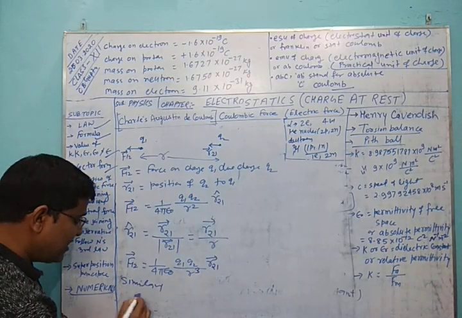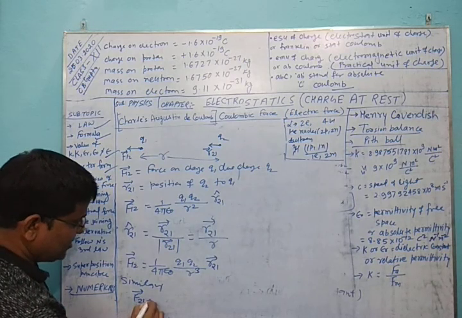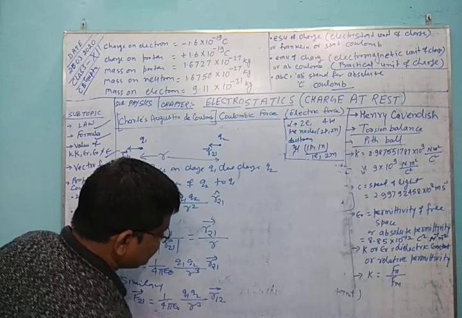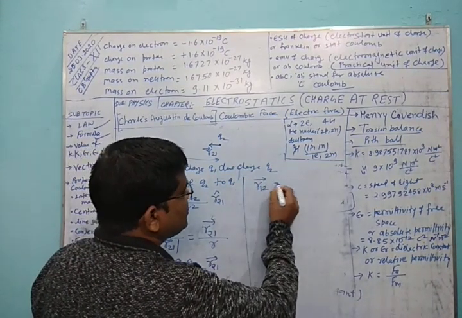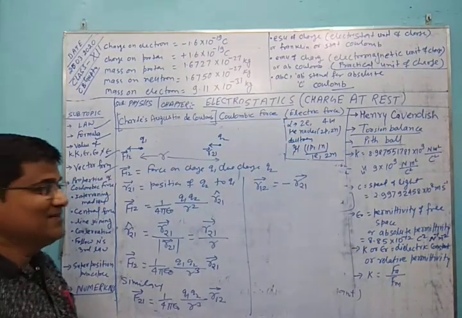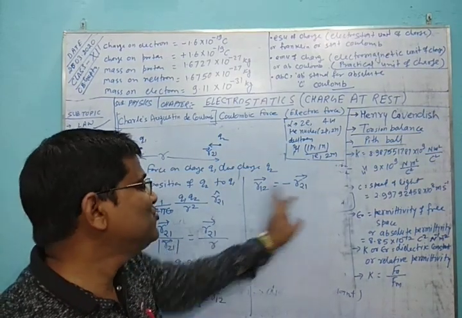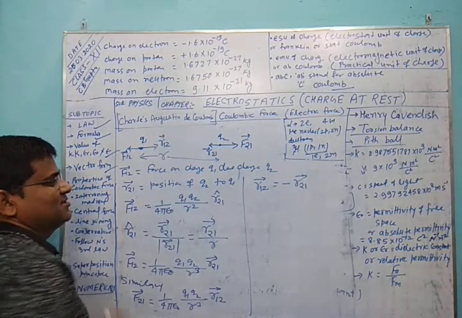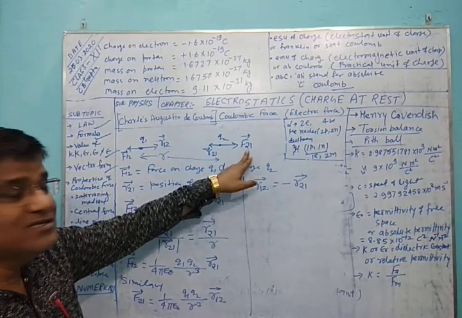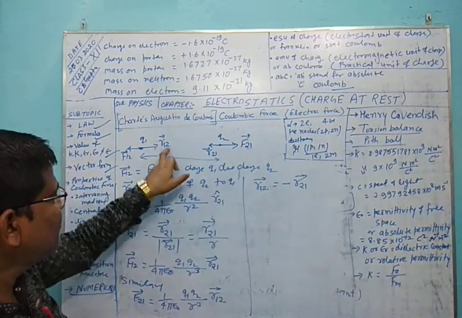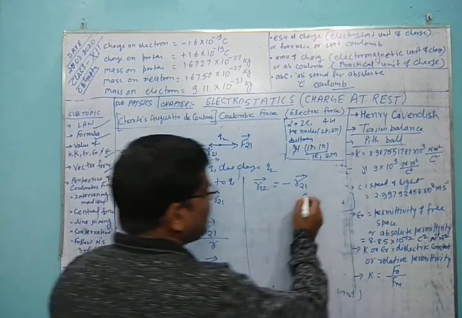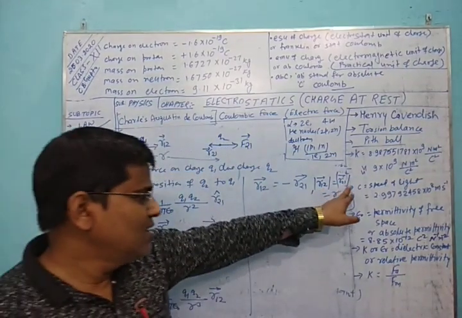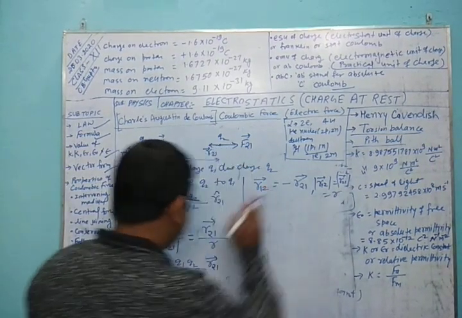Similarly, you can write F21 vector, force on charge 2 due to 1, is equal to 1 by 4 pi epsilon naught Q1 Q2 by R cube into R12 vector. As you know, R12 vector is equal to minus R21 vector. This is very important because both are the same in magnitude but opposite in direction. Just look here. This is the F21 vector and the position is R12. R12 and R21 represent the same magnitude. R12 mod is equal to R21 mod equal to R. Magnitudes are the same but directions are opposite. That's why I am writing this.